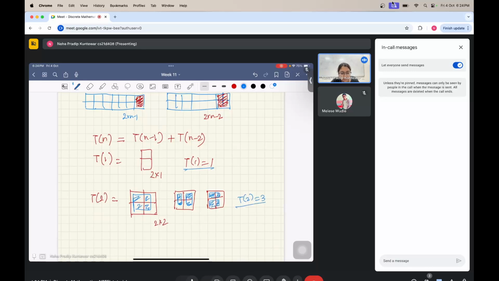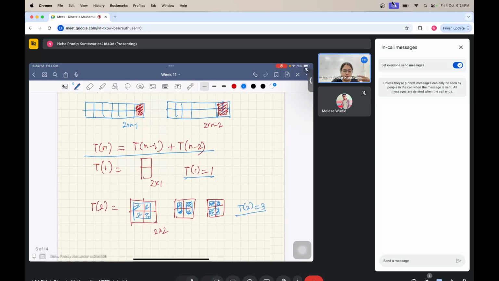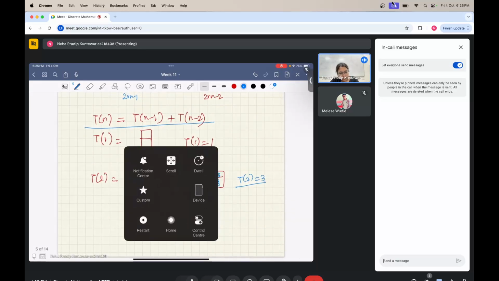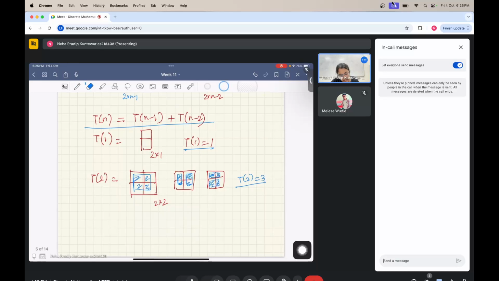And using these initial conditions and this recurrence relation, you can try to solve the relation and find out a closed form expression. So what do we mean by closed form expression and how to solve the recurrences? That's something we'll look into today, maybe after a couple of examples. But once we learn the technique, you can always come back and try to find a closed form expression for T of n.